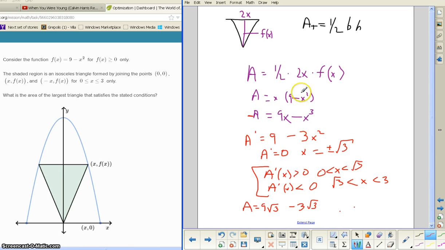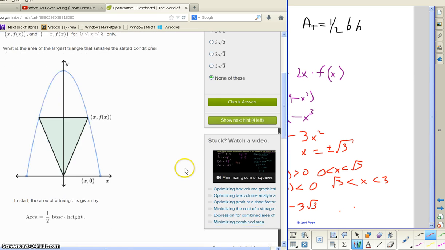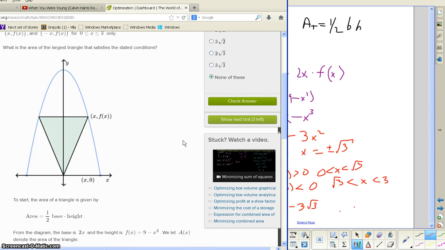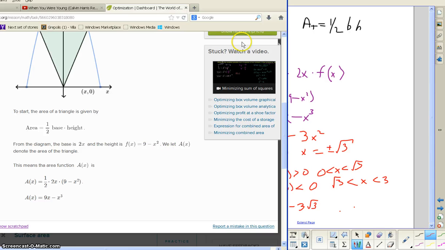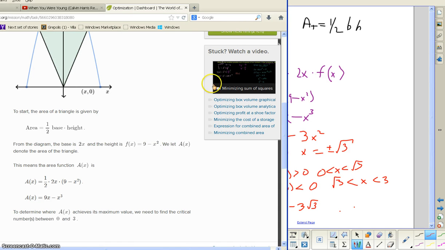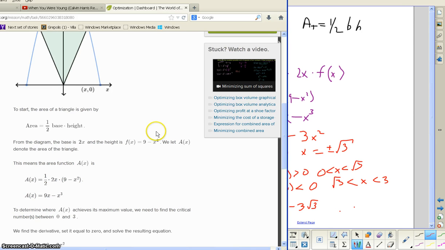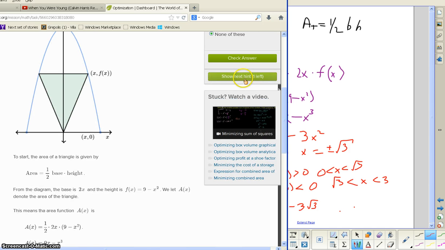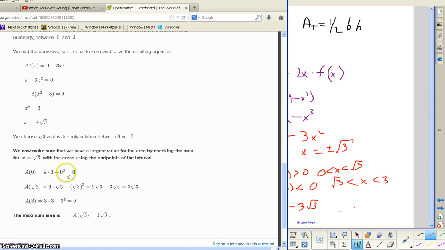I obviously got a math mistake up here. Where did I make it? And there's the first hint. Let A of x denote the area. There it is. So they have the same area of x equation. I think I made a math mistake someplace. Between 0 and 3. They find square root of 3. Did I make a math mistake plugging it in? So they find the area is 0, they find 3 roots of 3. And then they did A of 3.